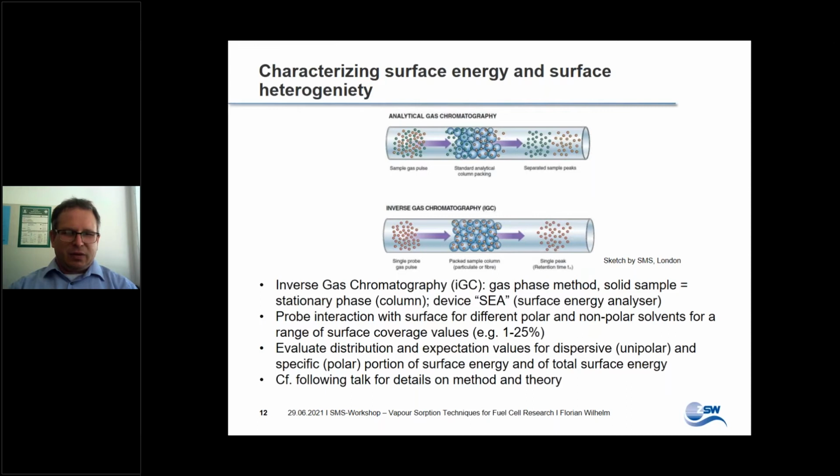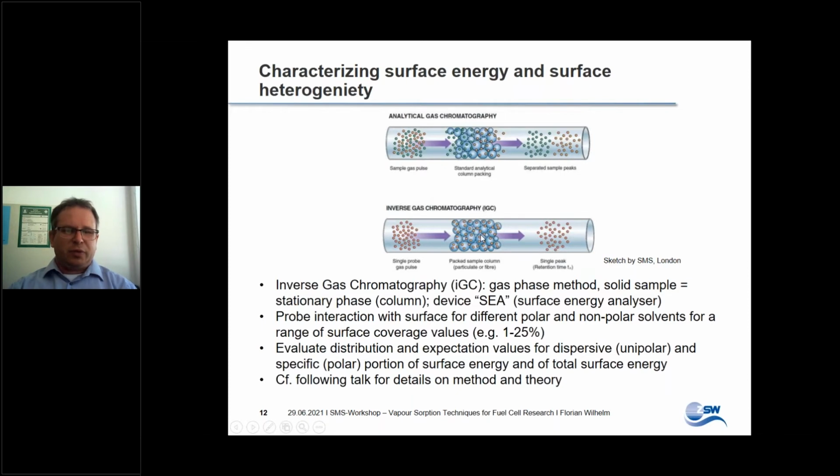This you can see in the 2 sketches on top of the slide. For standard analytical gas chromatography, the sample is usually in the gas phase, and it will be adsorbed to the stationary phase, the column, and by different adsorption times on the stationary phase, it will be separated into its components. Whereas for inverse gas chromatography, we employ a single probe gas pulse.